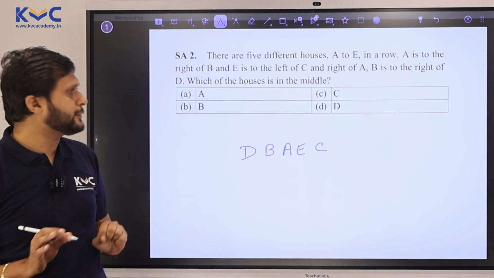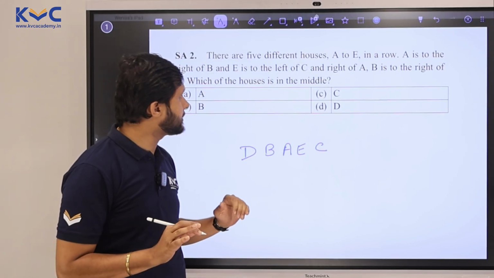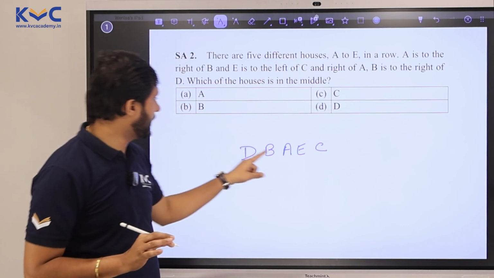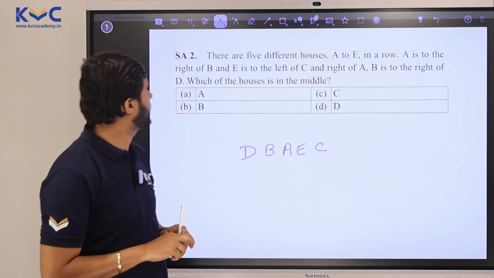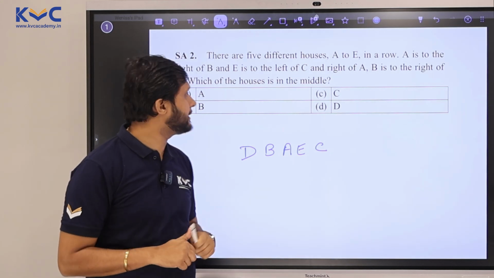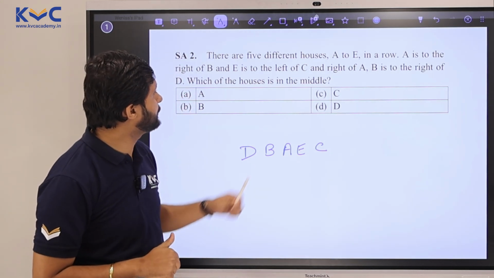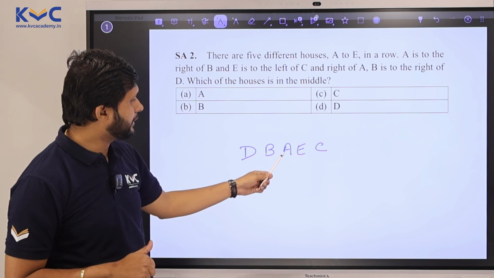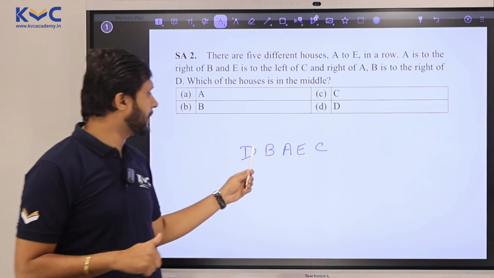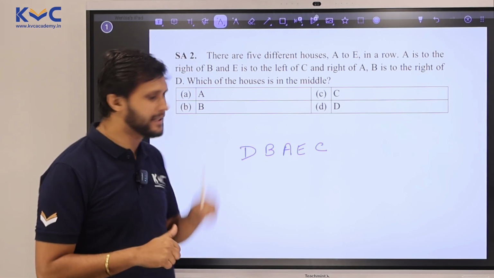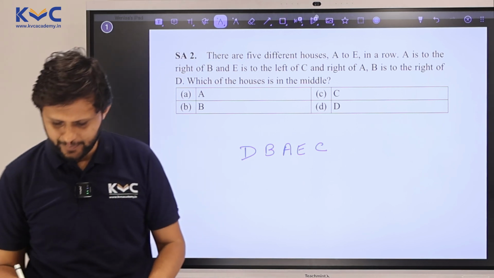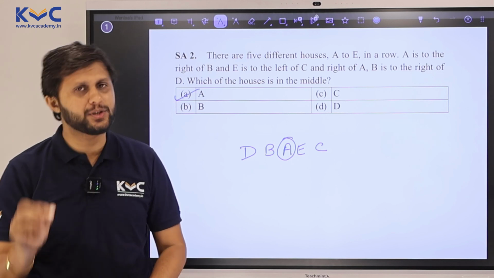Before we answer, again we'll confirm the conditions. A, B, C, D. Okay. A is to the right of B. Okay. E to the left of C. E is there, left of C. That is also done. And right of A. That is also done. B is there, right of D. All conditions satisfied. Now the question is asking you which of the houses is in the middle. The one in the middle is option A.